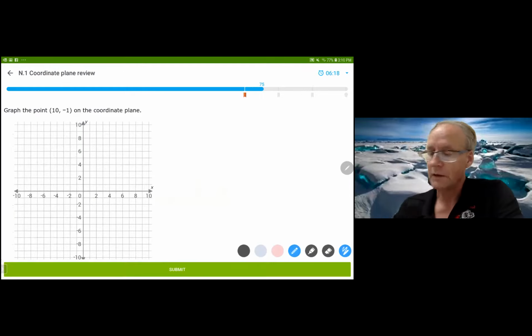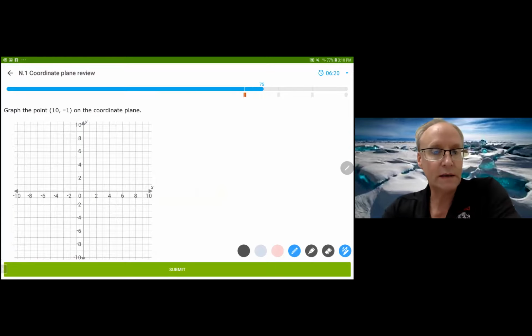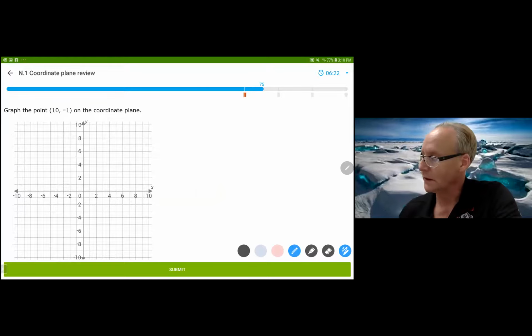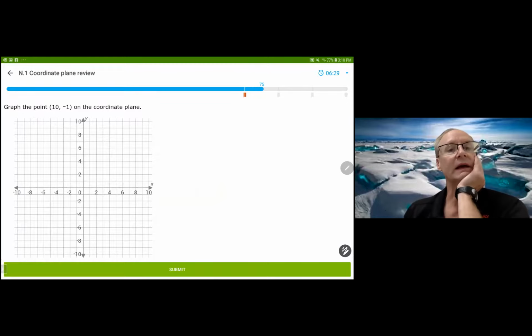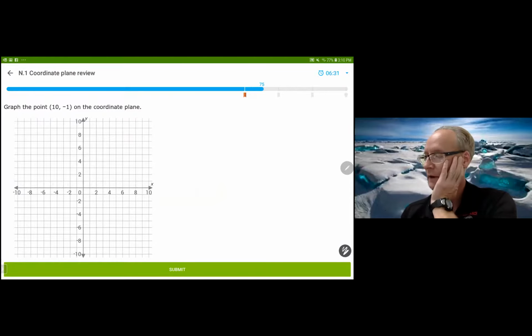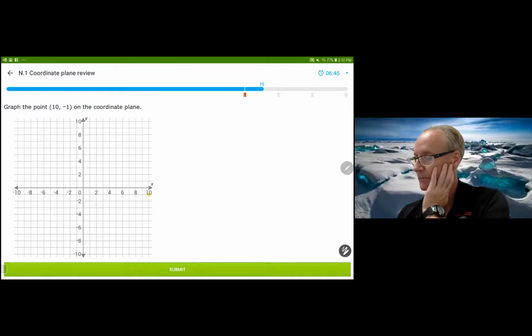Let's see. Now we're supposed to graph the point 10, -1, and I need to get rid of this because when I graph it, it's going to show up. So we want it at 10 on the X and -1 for the Y, which is right there. See it? Now the way I turn it off is just by pressing it or I tap it. That's 10, -1. Notice that that's -2 down there.